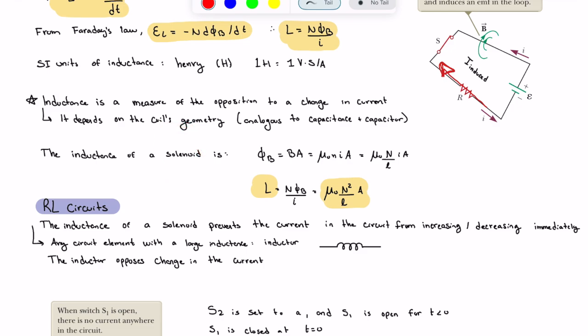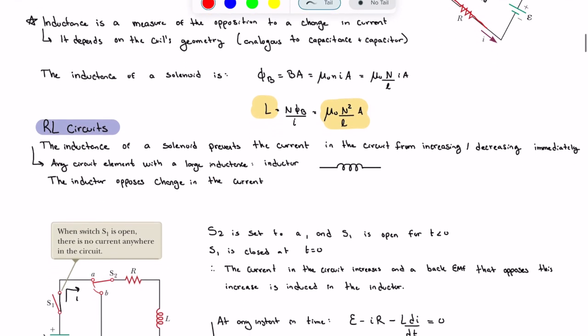So what we see is that solenoids are a type of circuit element that are relatively easy to control. Like you can control how many loops you have, how big it is. So we're going to use them as our inductor component. But really any circuit element that has a large inductance is an inductor.